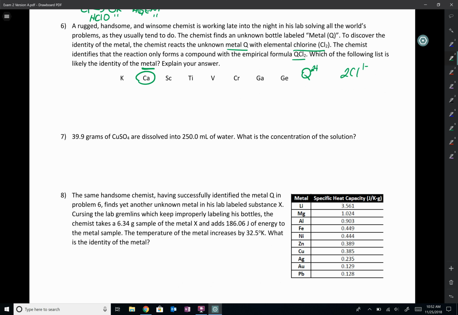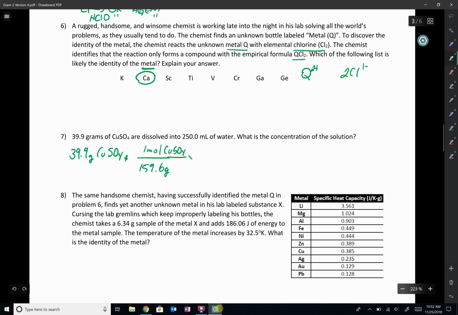Question 7. We're given an amount of copper sulfate, or I should say copper(II) sulfate. It's dissolved into water, and we're asked for concentration. So this is a straightforward molarity question. We start out with 39.9 grams of copper sulfate. Molarity is moles per liter, so we have to convert this into moles. The molecular weight of copper sulfate is 159.6.